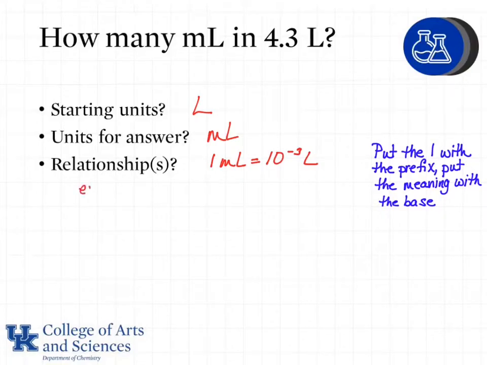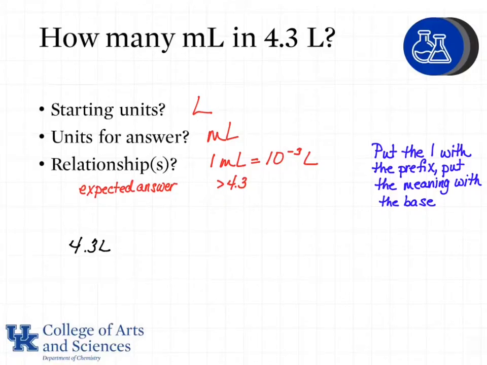Next, we want to estimate our answer. And it's a little bit harder sometimes with metric prefixes because we're not used to dealing with the metric prefixes or some of the units that we use with them. But we do know that a milliliter is much smaller than a liter, so we know that our number is going to be greater than 4.3. The more problems you do, the more answers you see, the better you will become at anticipating what the answer might be.